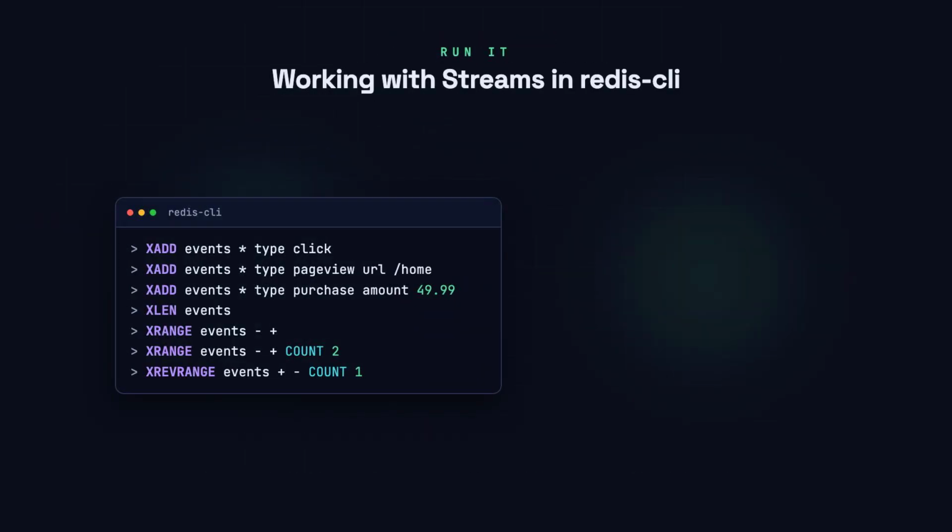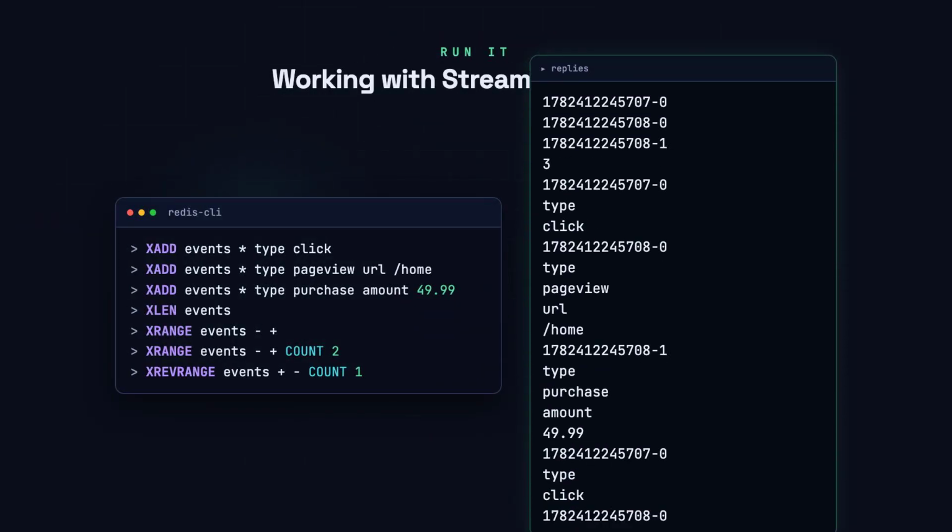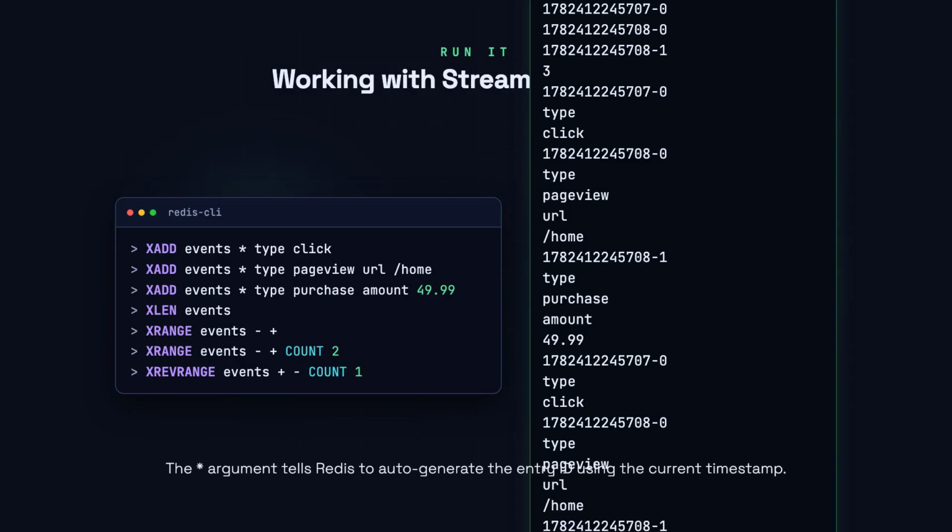XADD appends a new entry and returns its auto-generated ID. XLEN tells you how many entries are in the stream. XRANGE reads entries in order, where minus means the oldest and plus means the newest.